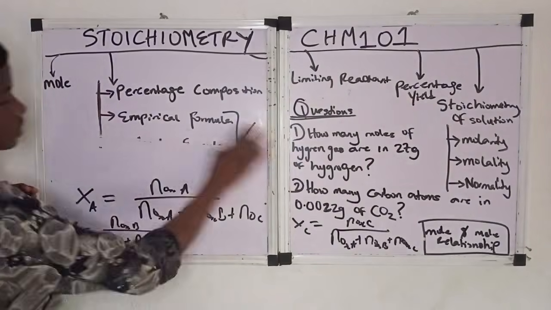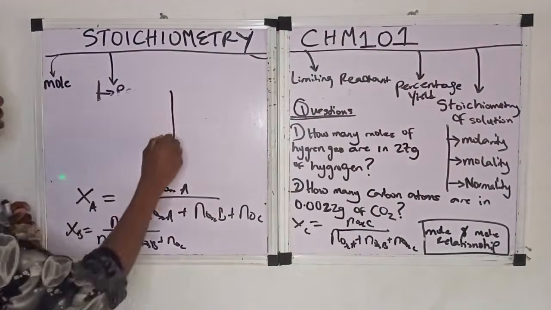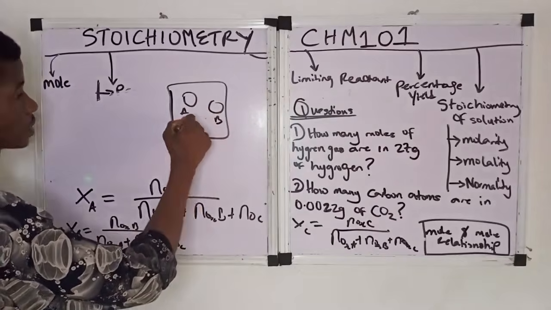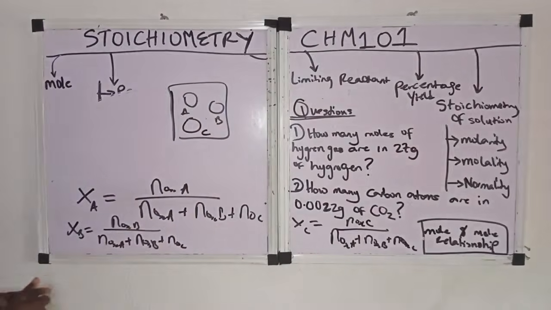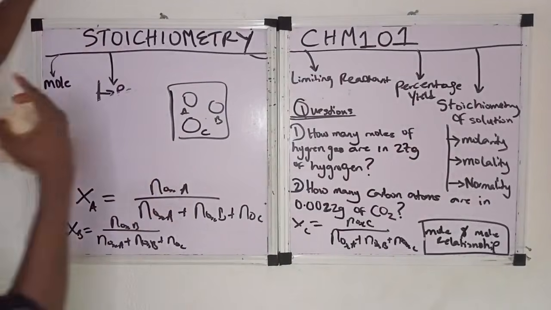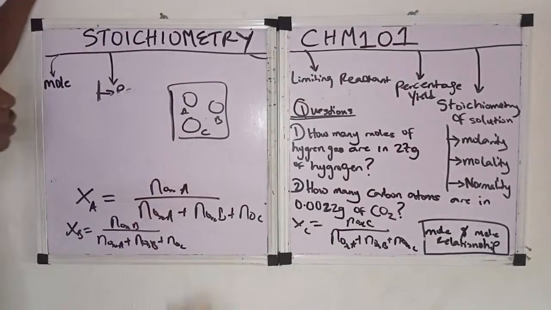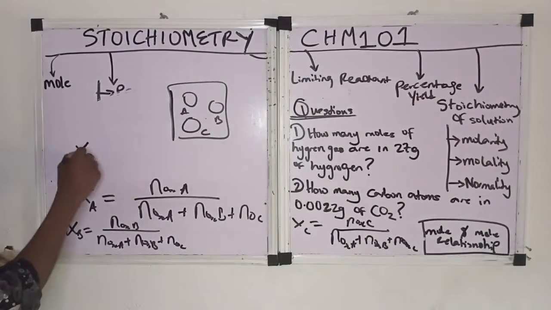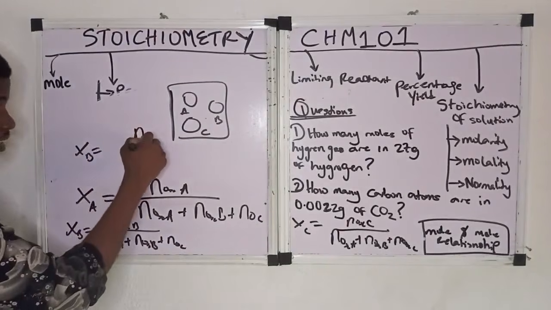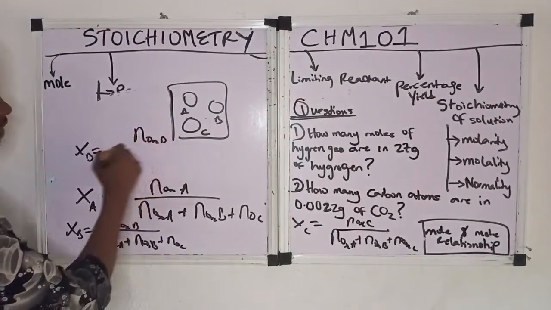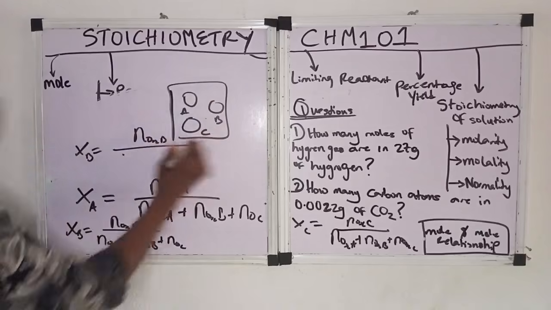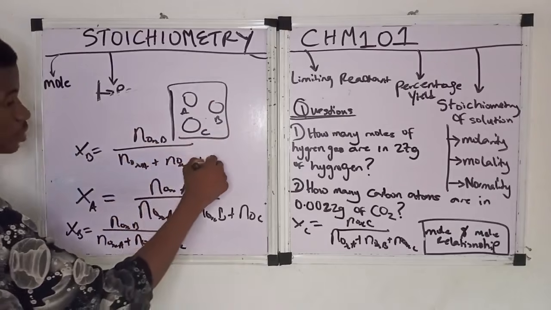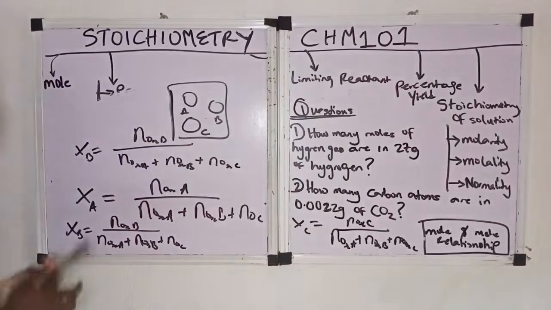Now let's say for example this is a mixture containing three substances: substance A, substance B, and substance C. If they ask us to calculate the mole ratio of B in this mixture, it's very easy. The mole ratio of B is equal to the mole of B itself divided by the total mole of the mixture, which is the mole of A plus the mole of B plus the mole of C. So this is the mole ratio for you.